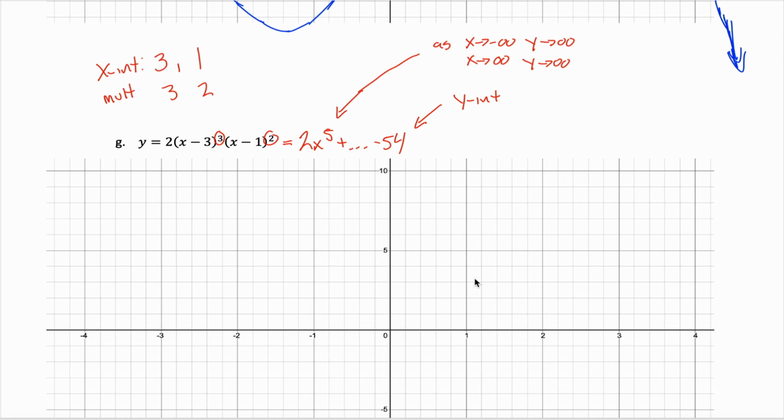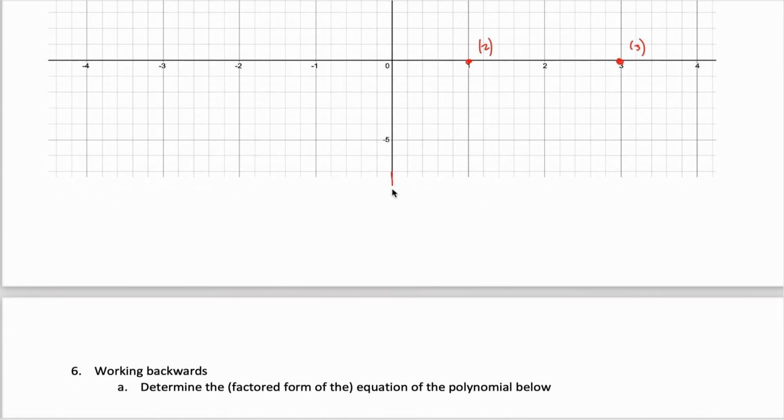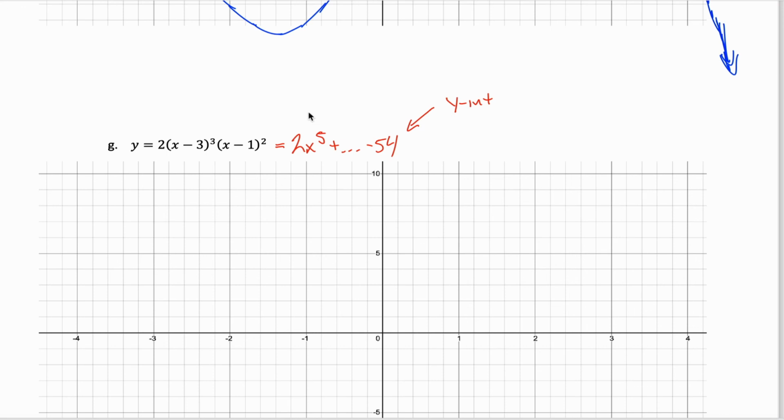We got x-intercepts at positive 3 with a multiplicity of 3 and positive 1 with a multiplicity of 2. We got a y-intercept of negative 54, which is not going to fit on my graph, but it's somewhere way down here. To figure out the end behavior, we can just focus on this term because the leading coefficient is positive. That means when I go to the right, it's going to go up. And because the degree of this term is odd, that means it's going to go in the opposite direction when I go to the left as when I go to the right. So when it goes to the left, it's going to go down. When I go to the right, it's going to go up.